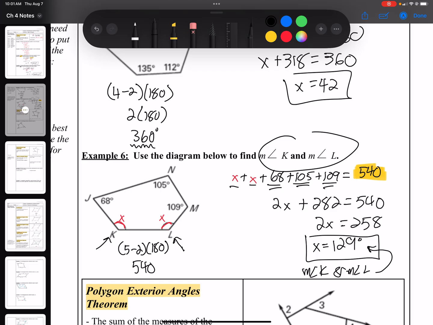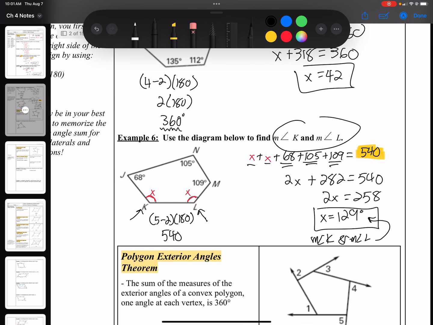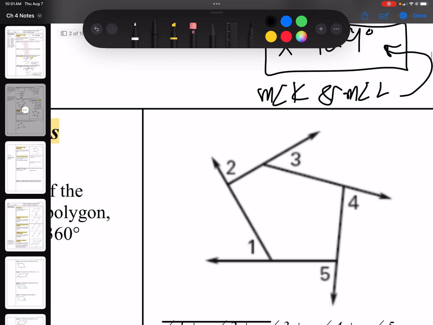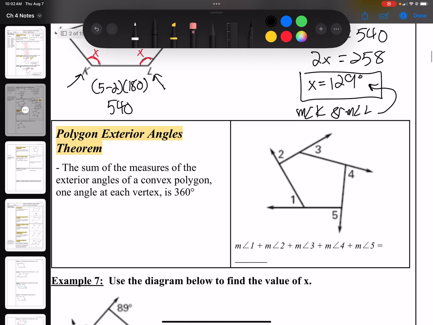Okay, those are angles on the inside of a polygon. What if we make exterior angles by extending the line segments a little bit? So in this diagram, I've got a five-sided figure, and I've made exterior angles by extending the sides a little bit. Well, it turns out there is no formula.